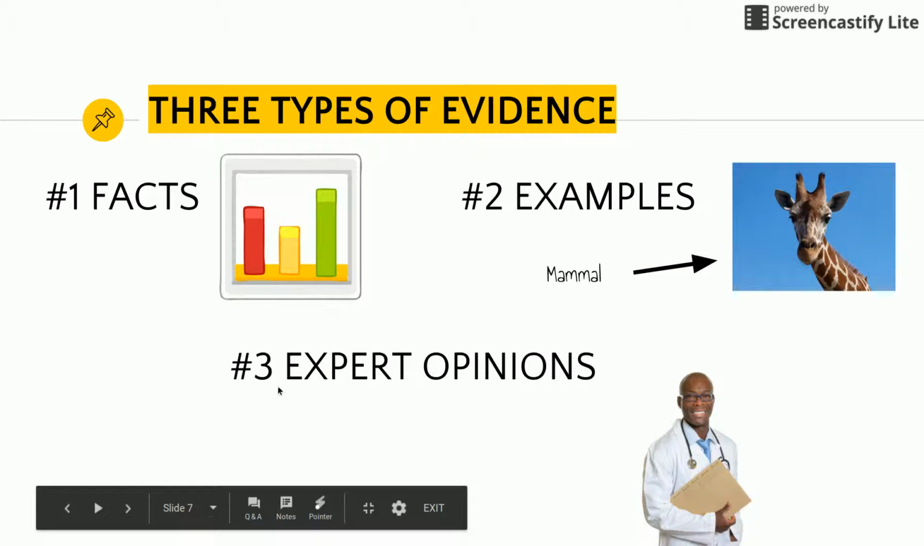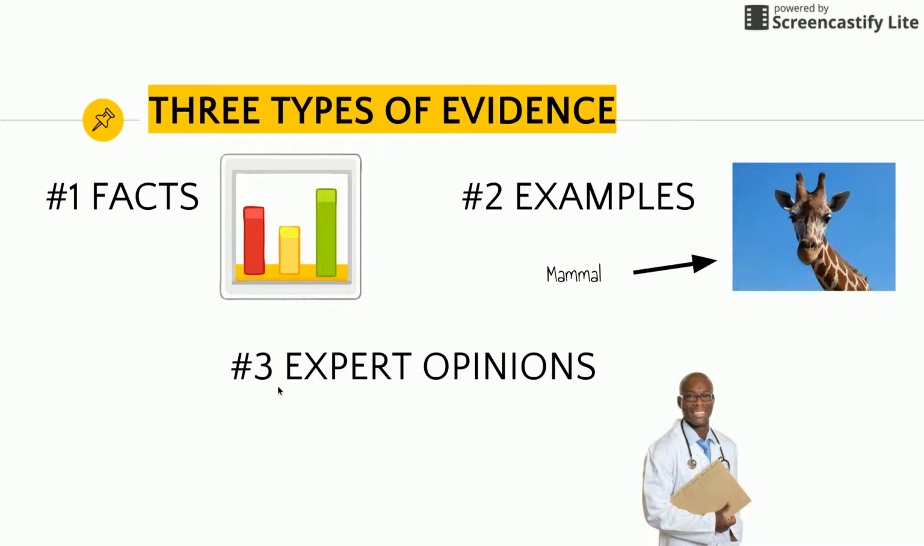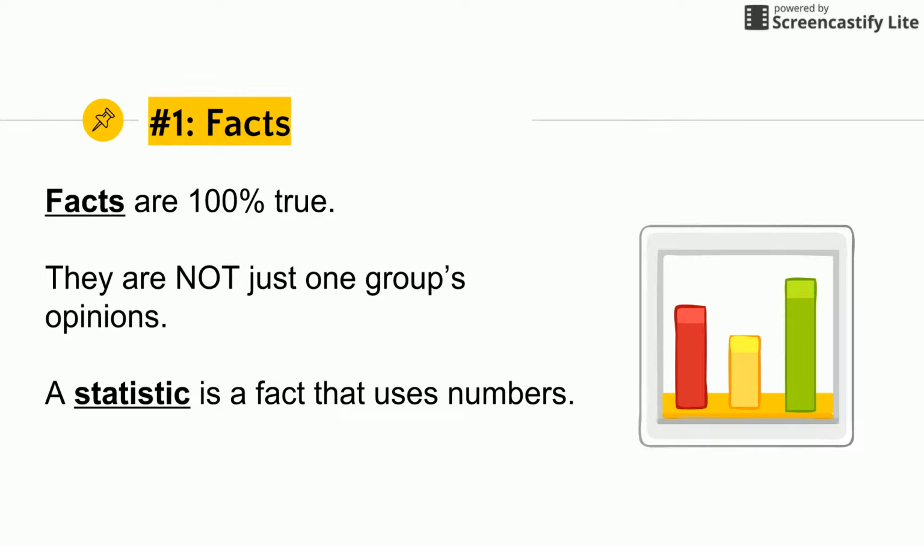So there are three kinds of evidence that we want you to know about. The first kind of evidence are facts. The second are examples. And the third are expert opinions. Let's go through each of them one at a time. So to start with facts. Facts are 100% true. They are not just one person's or one group's opinions. And that's how they're different than a claim or a key idea. Both of those are opinions, but facts are true.